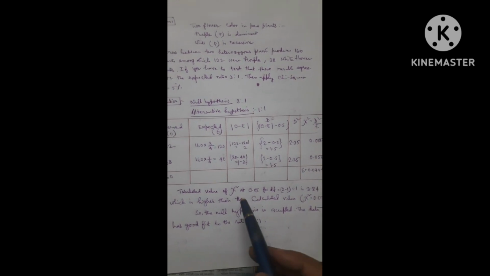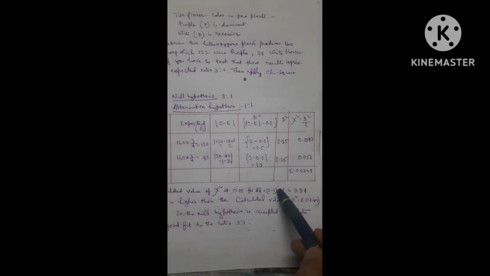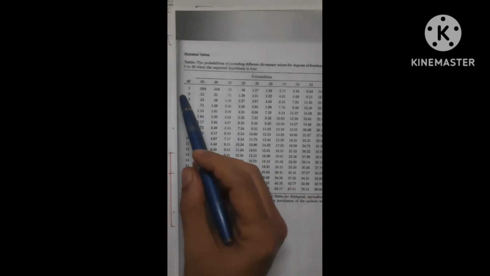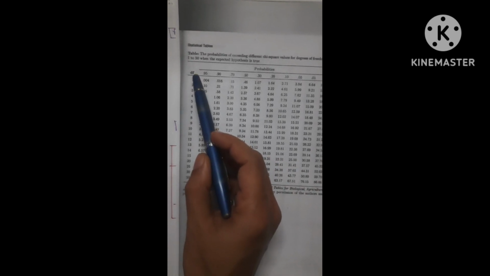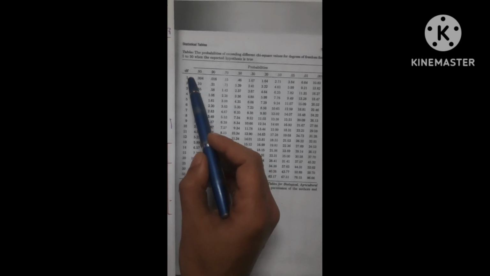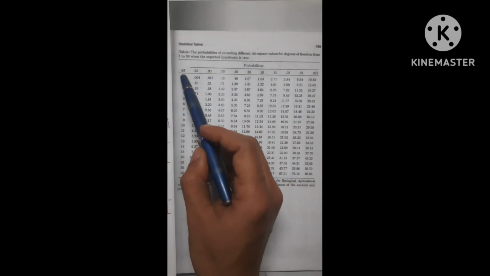0.0749. Okay, so now your degree of freedom is 1, you know, so you have to look for the tabulated value. The tabulated value you can get by the Fisher and Yates table, table 4. Okay, your degree of freedom is 1, and level of significance is 5%. 5% means 0.05. So this value. Okay, this is your 5% level of significance, and degree of freedom is 1.